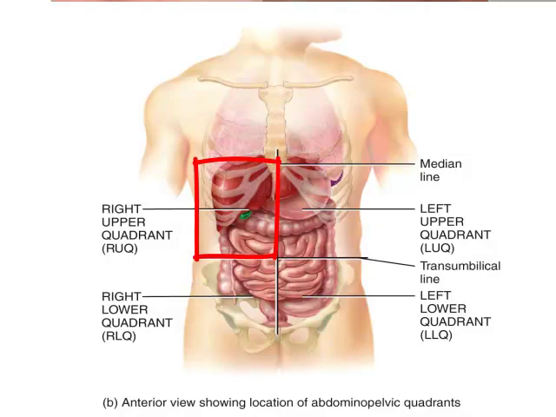So we have a right upper quadrant, abbreviated RUQ, a left upper quadrant, abbreviated LUQ, a right lower quadrant, abbreviated RLQ, and a left lower quadrant, abbreviated LLQ. Once again, notice that right and left are defined with respect to the patient, not with respect to the observer, not with respect to you and me. So what's on the right-hand side of the patient is on the left-hand side of this diagram.